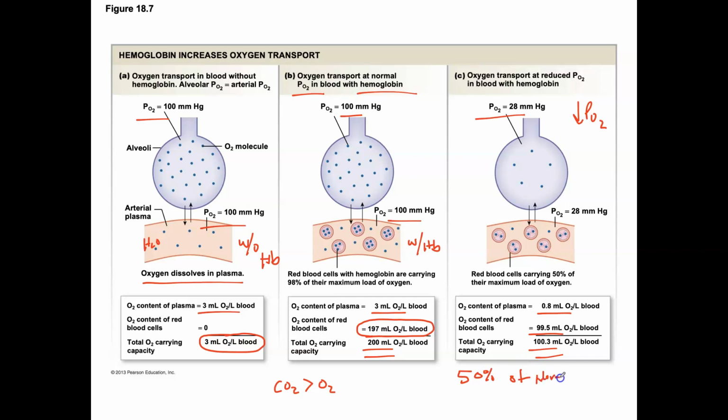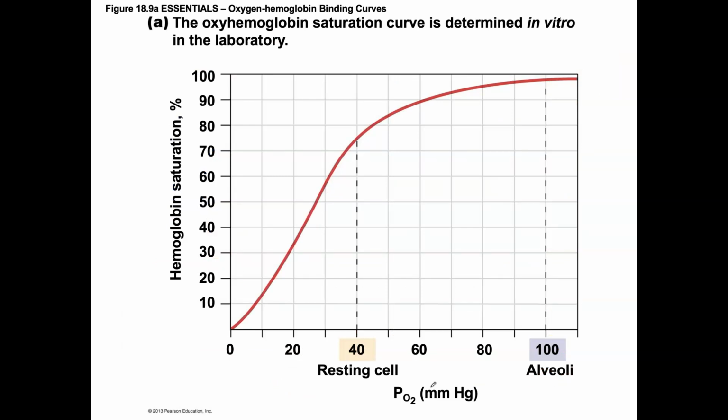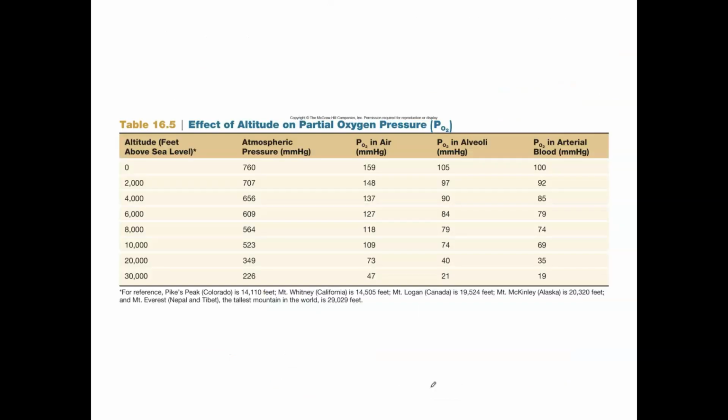So when you have a dramatic drop in partial pressure of oxygen in the air that you're breathing, you can see a huge drop in the amount of oxygen carried out to your cells and to your tissues. Where do we see these extreme drops in partial pressure? Well, we see that in altitude. So let me show you an example here, and then we'll go back to that oxygen hemoglobin dissociation curve.